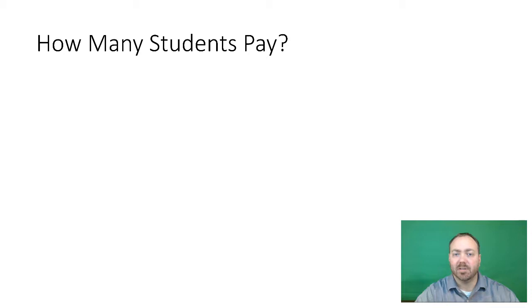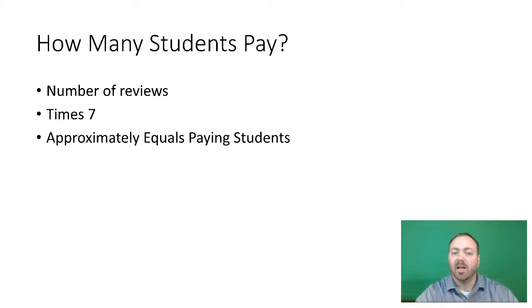But that does help us answer this question of how many students pay, because these unengaged students don't show up on any statistic except for the student count. We can figure it out with pretty close approximation. So we take the number of reviews that a course has. We multiply that number by 7, and that will approximately equal the number of paying students. And you might say, 7, where did you come up with that number? Well, for an average course, 1 in 7 students will leave a review.